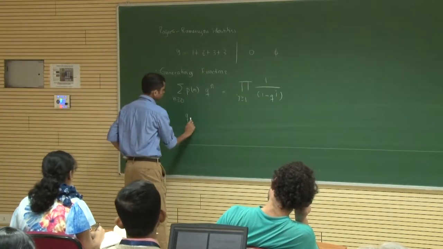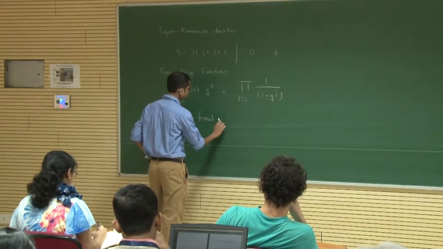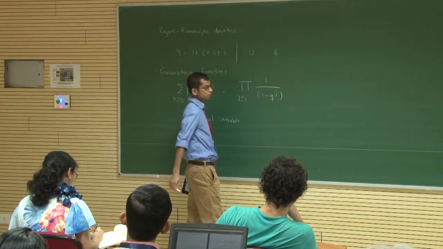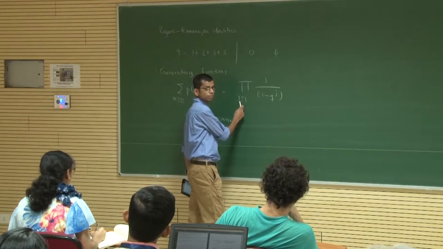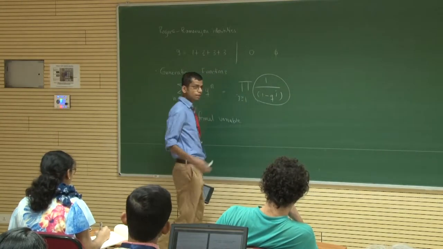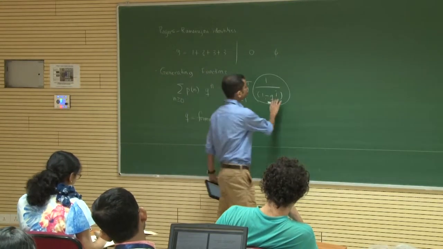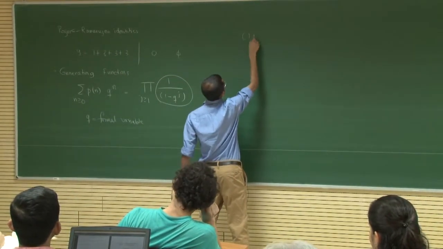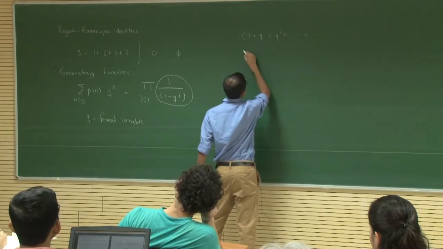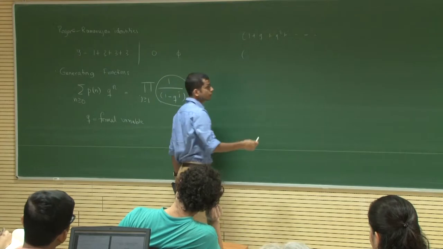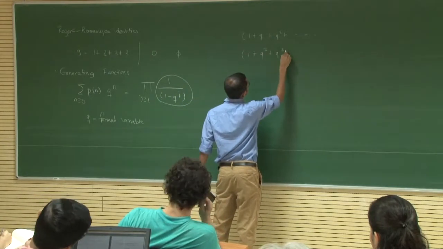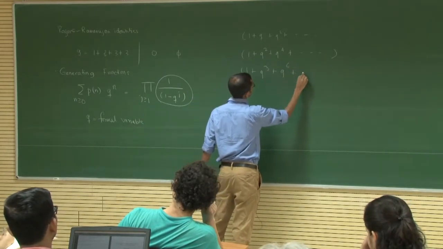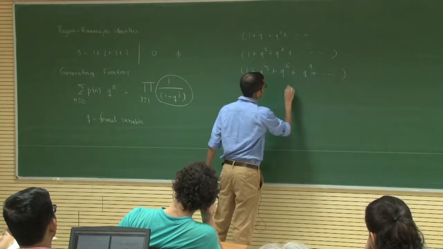So first of all, q is a formal variable. There is no convergence going on right now, at least. We'll talk about convergence later. So how do I understand this? This is an infinite product. Each of these is supposed to be expanded as a geometric series. So for example, let's write down the first few. First is 1 over 1 minus q, which is 1 plus q plus q squared plus dot, dot, dot. Next is 1 over 1 minus q squared, which you expand as something like this. And keep going.